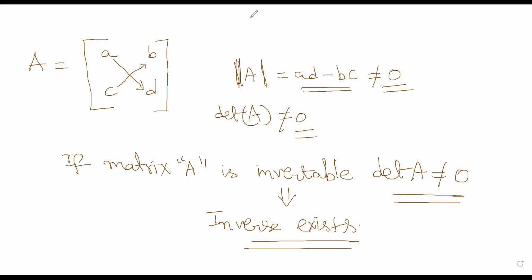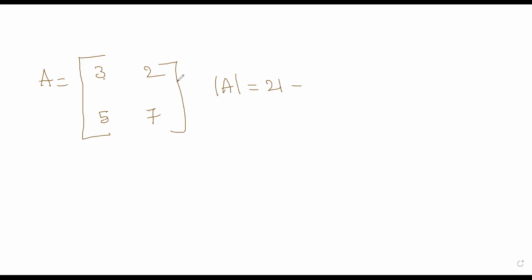How to find det A? Let's do one small thing. Suppose I give you this matrix, 3, 2, 5, 7, and I ask you to find det A. What will you do? AD minus BC. So 3 into 7, that is 21, minus BC, 5 into 2, that is 10. So that is 11. That's the answer. This is called det A. Very easy, right?